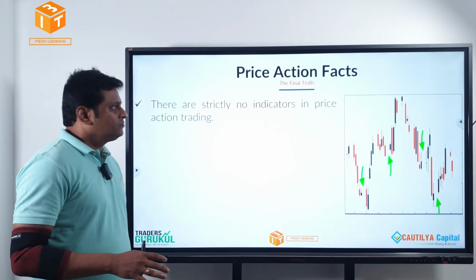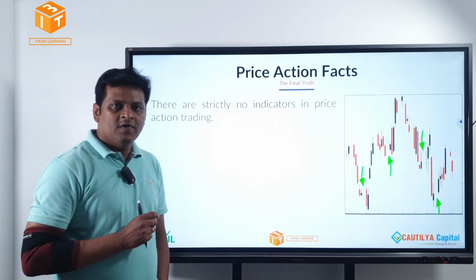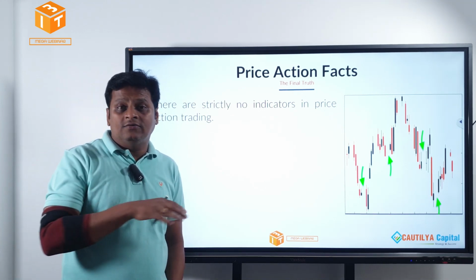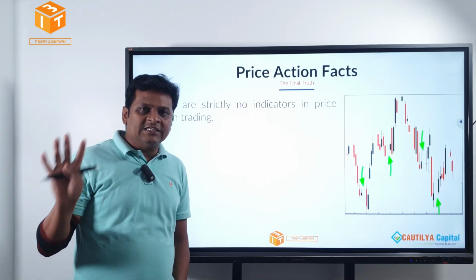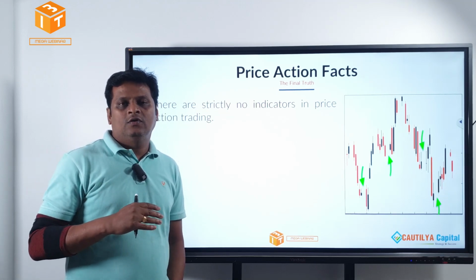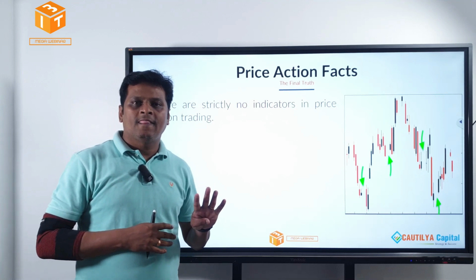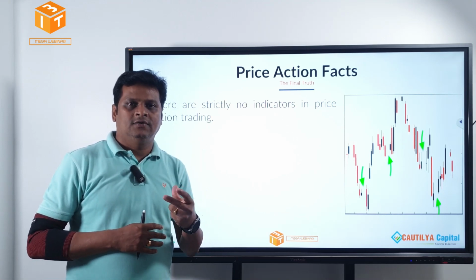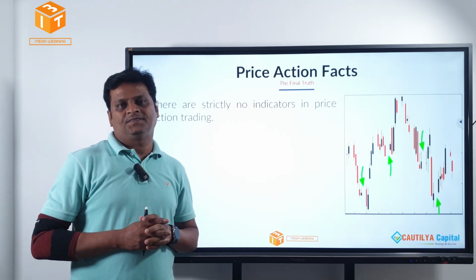In price action, there are strictly no indicators in this world of price action trading. Price action traders don't believe in any indicators. And if you ask me personally, I don't believe in any indicators. I only believe in the four fundamental aspects of a transaction in a market. When a buyer and seller do a transaction in the stock market, four things happen. Four things are stamped: price, time, volume, open interest. It's always price, time, volume for the normal equity markets, open interest for the derivatives.